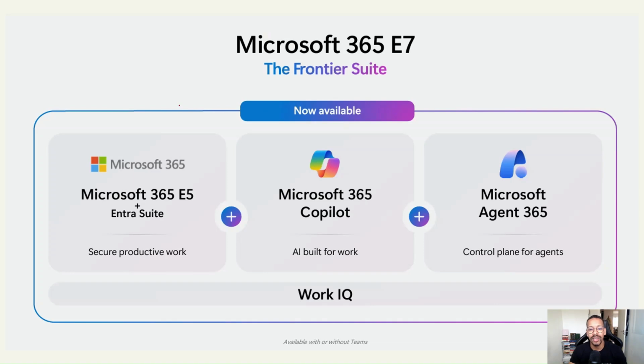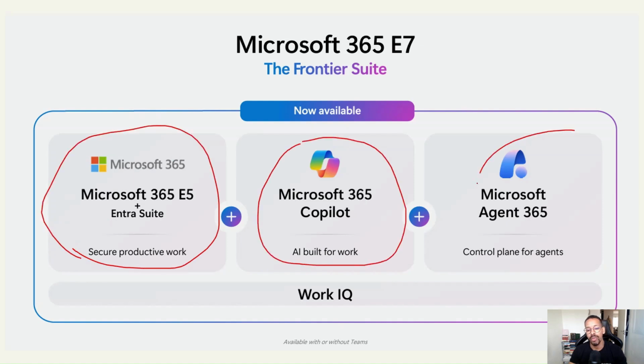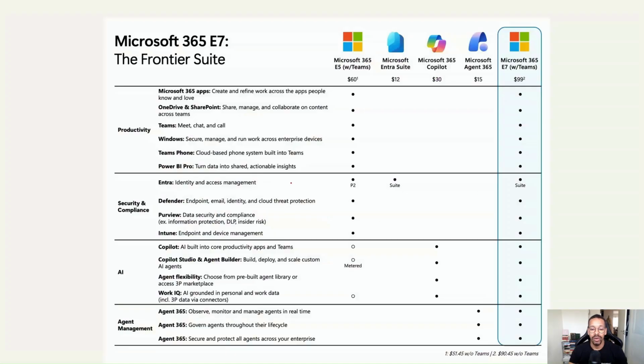So what is the E7? E7 is the new licensing stack from Microsoft that gives you the E5 with the Entra suite, with the Copilot and the Agent 365. And down here you have the Work IQ that goes around the whole thing. So the Work IQ is also included. So let's look at it in terms of this picture. You have the E5 here, which is $60, and you have all the apps, which is the productivity apps. You have the P2 Entra license, and you also have the metered Copilot Studio here.